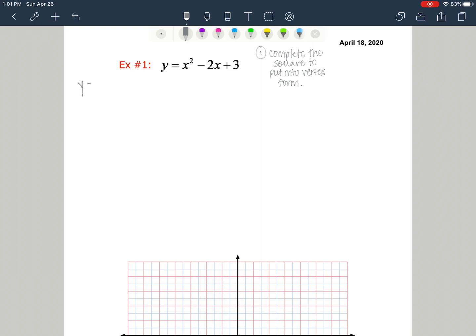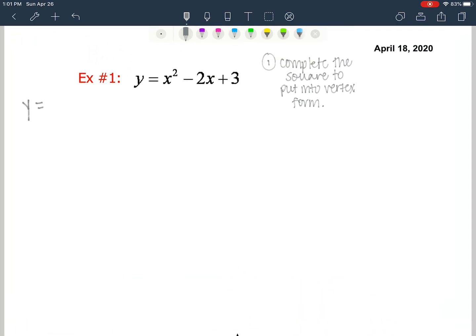So I have y equals x squared minus 2x. I'm going to put a little addition sign in a segment to add so that I can complete the square. And then I'm going to put the plus 3 on the outside. So everything that I've written in gray is the same exact equation. I've just rearranged things a little bit.